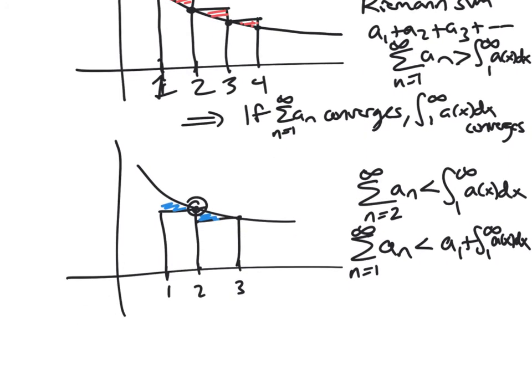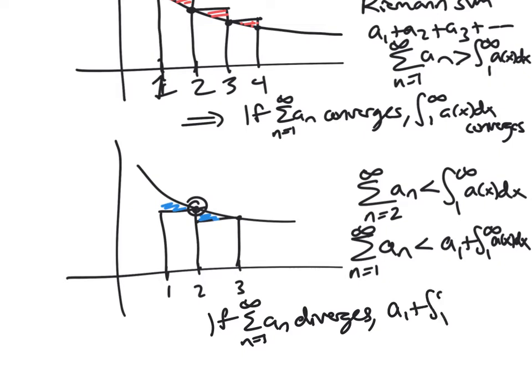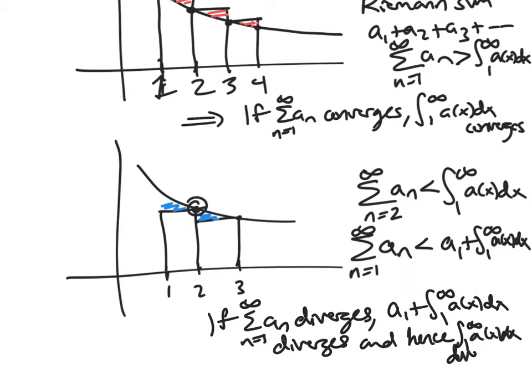So if our series diverges, then what's going to happen? Well, we have something that's greater. So we have that a1 plus our integral diverges because it's greater. And hence, since a1 is just some finite number, that's not going to change this going off to infinity. So this means that the integral itself must have diverged. Okay, so now we know if the series converges, the integral converges, and if the series diverges, the integral diverges. And this is exactly what we wanted to show.